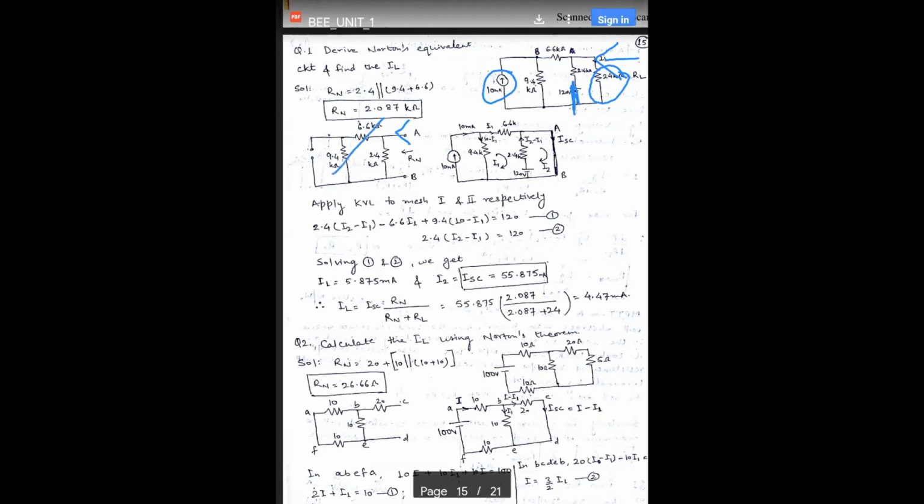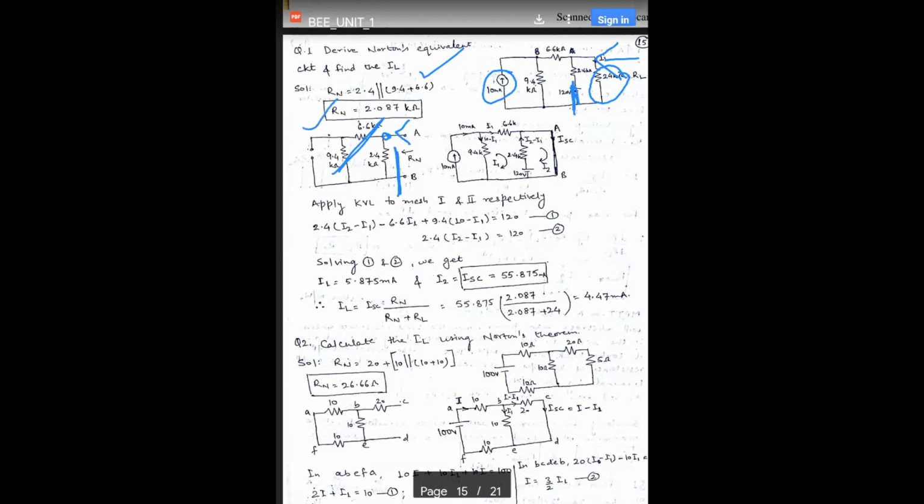So these two resistances will be in series, and since the current division is taking place at this node, this 2.4 kilo ohm will be in parallel. So we can say that 2.4 is in parallel with the series combination of 9.4 and 6.6. In this way we can get the Norton resistance.